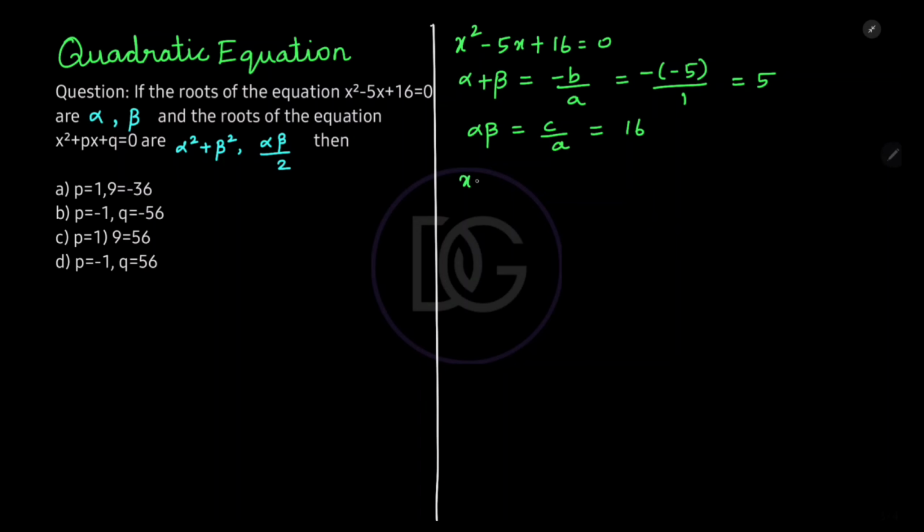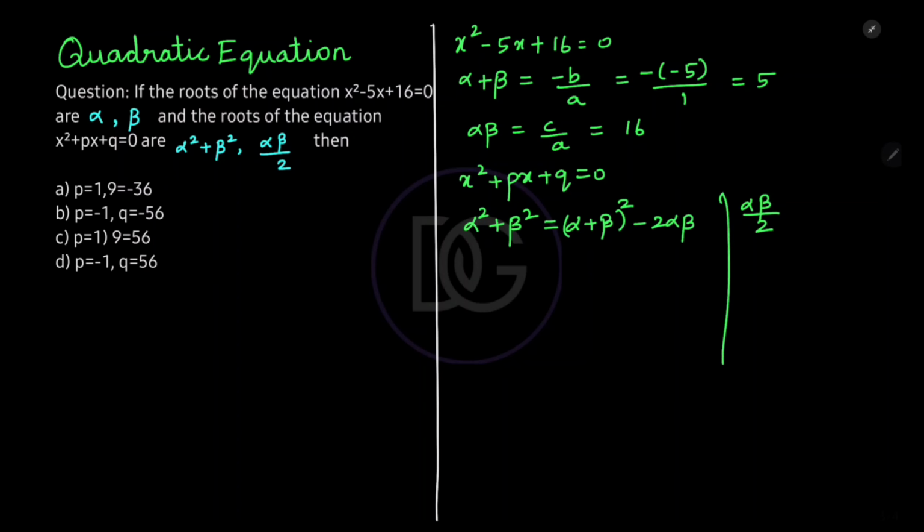Here the given equation is x square plus px plus q equal to 0. For this equation, the roots are alpha square plus beta square and alpha beta by 2. Now we are going to find alpha square plus beta square with the help of the sum of the roots and the product of the roots. Alpha square plus beta square can be written as alpha plus beta the whole square minus 2 alpha beta, that is in the form of algebraic identities.